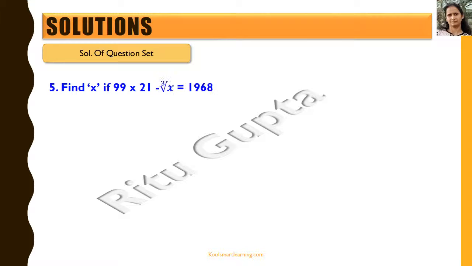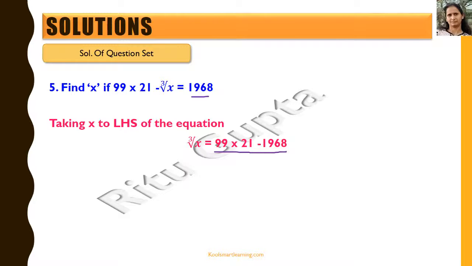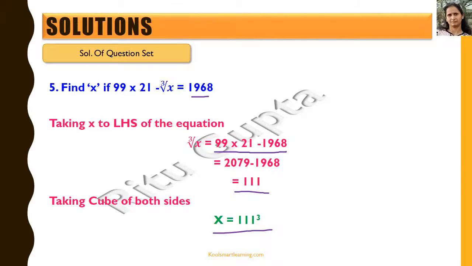Let's look at the solution for question 5. We need to find the value of x if 99 into 21 minus cube root of x is equal to 1968. So we first take x to the left hand side of the equation and the remaining part to the right hand side of the equation. We get cube root of x is equal to 99 into 21 minus 1968, which is nothing but 2079 minus 1968, and that gives us the value of cube root of x to be 111. Now we take cube of both the sides and we get x is equal to cube of 111.